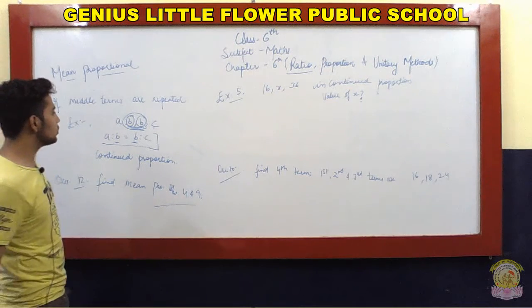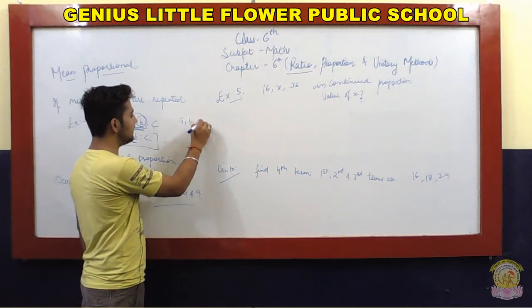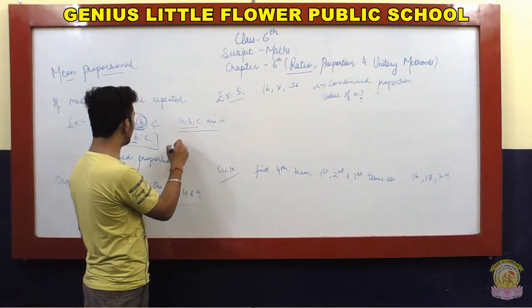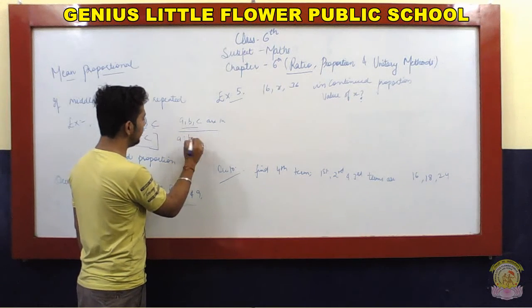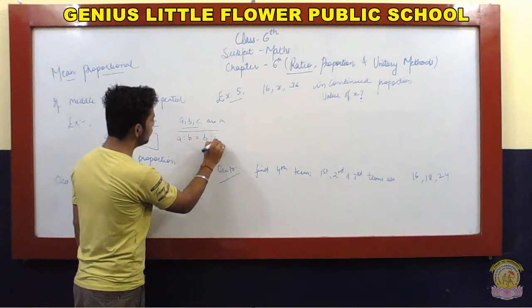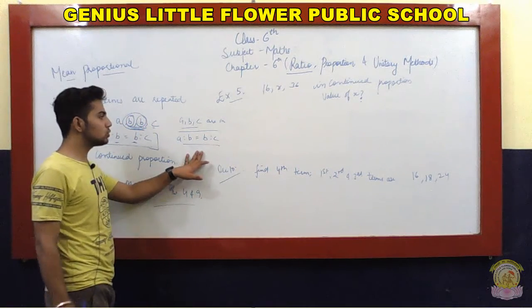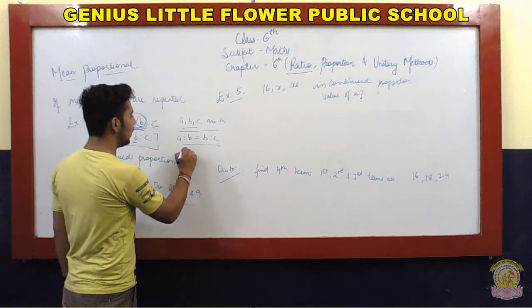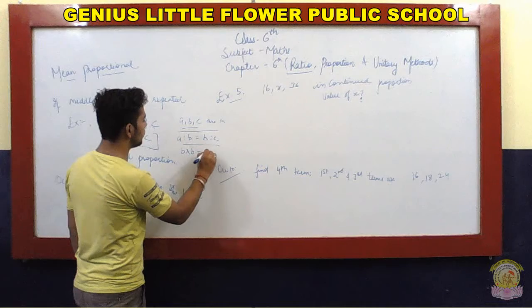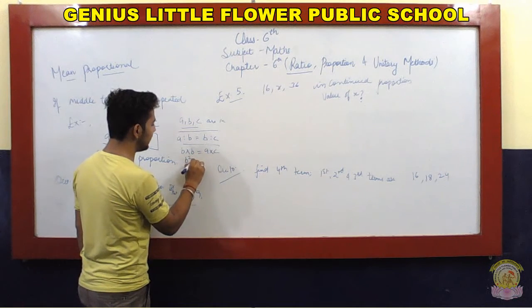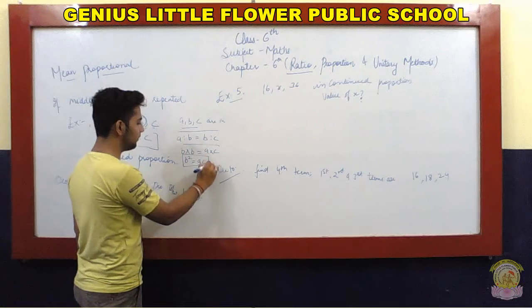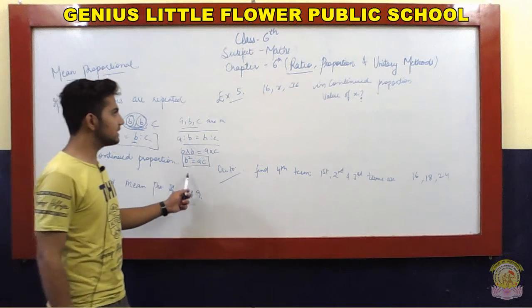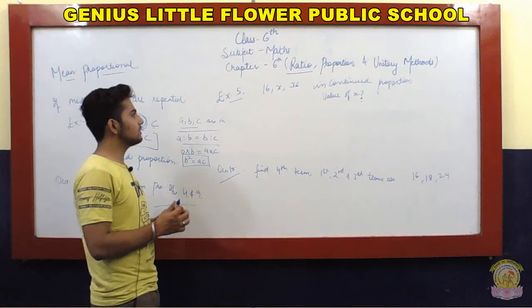So generally you can write that A, B and C are in continued proportion. If they are in continued proportion, you write A ratio B is equal to B ratio C, and you can use the result that the product of extremes is equal to the product of middle ones. So you will have B into B is equal to A into C, so B square is equal to AC. Now we are going to use these results to solve questions.